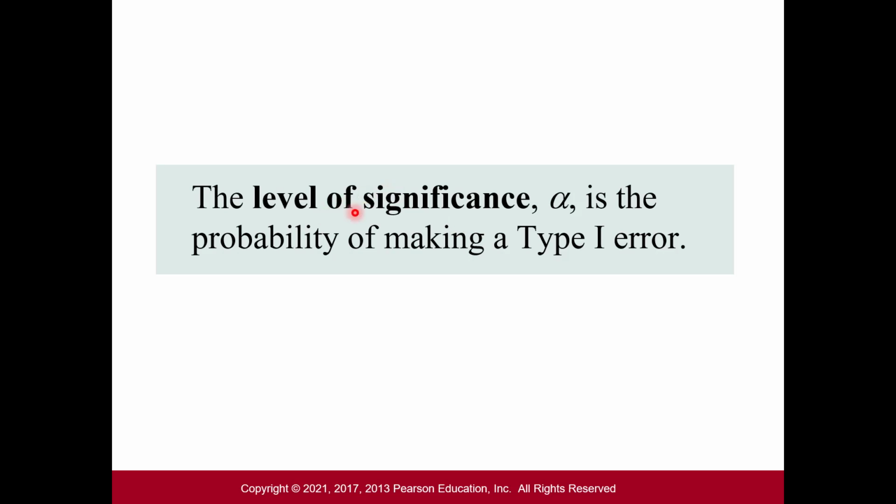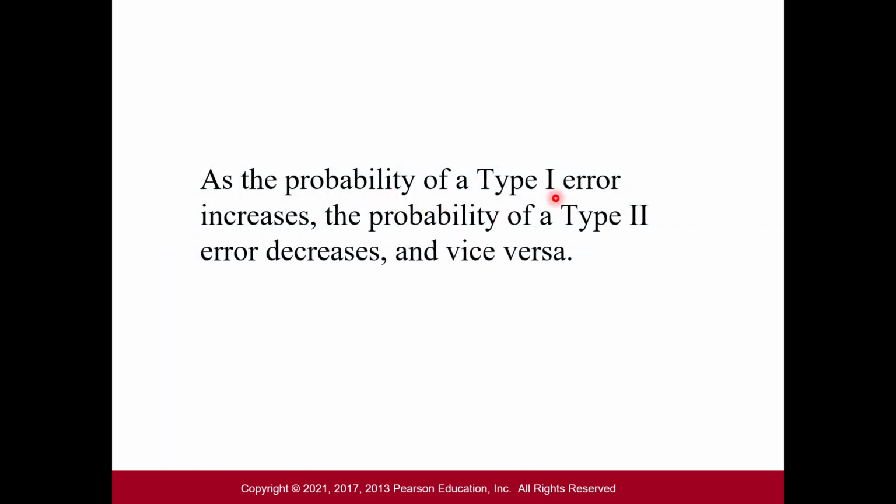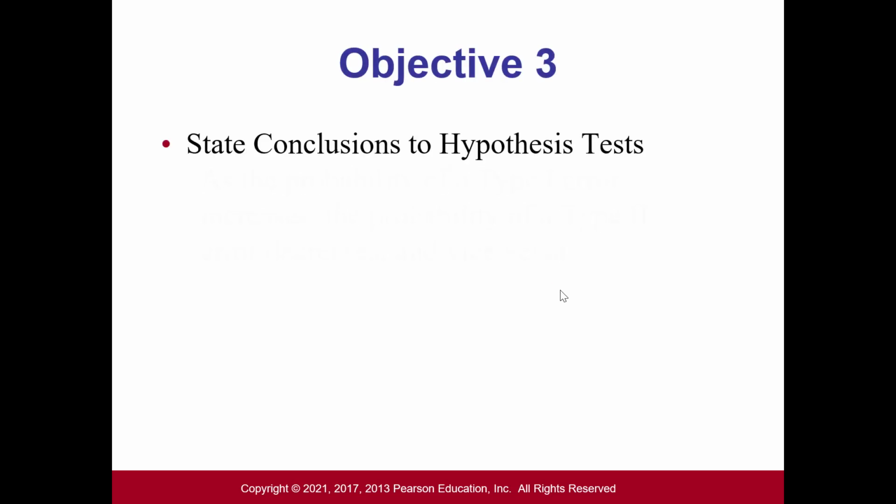Okay, so the level of significance is actually alpha, and it's the probability of making a type 1 error. So as the probability of a type 1 error increases, the probability of a type 2 error actually decreases, and vice versa. So as alpha increases, beta decreases, and the opposite is also true.